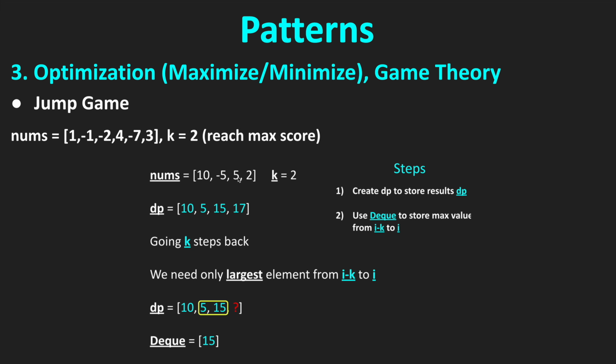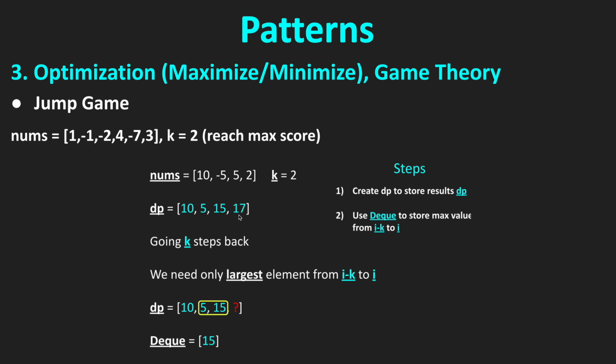But for the third step, we can either come from here or from here, which gives us 5 plus 5 gives us 10, and 5 plus 10 gives us 15. Yeah, so we are choosing 15.